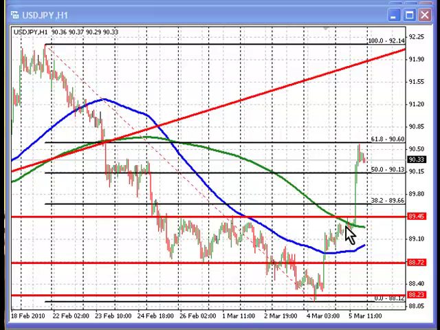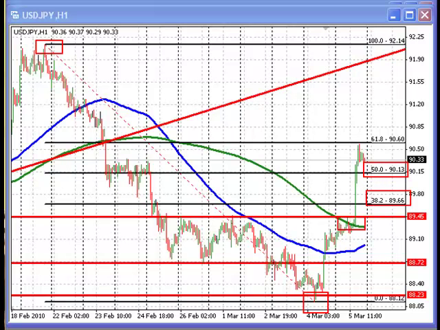Friday's move took the price back above the 100-hour moving average and moved above the 200-hour moving average at this point, when the market was able to hold these levels in this area right in here. The market took off to the upside, went through the 38.2% retracement of the move down from this high to this low at 89.66, and then went through the 50% retracement, also at 90.13. The 90.13 level is of significance.